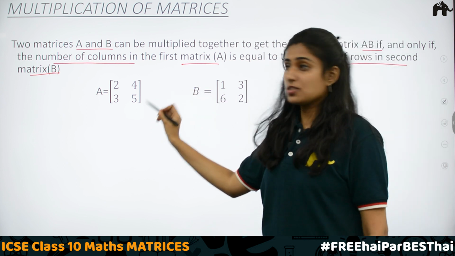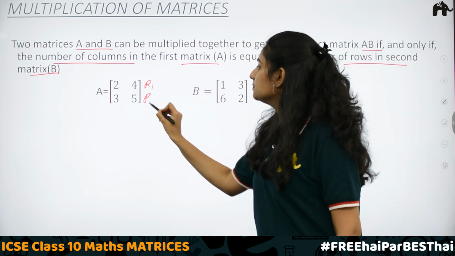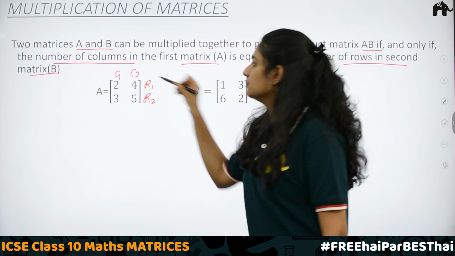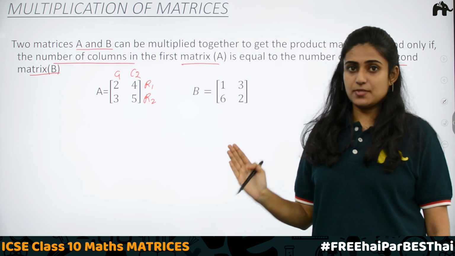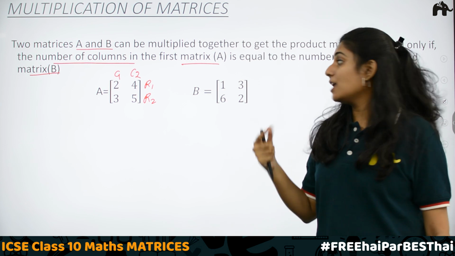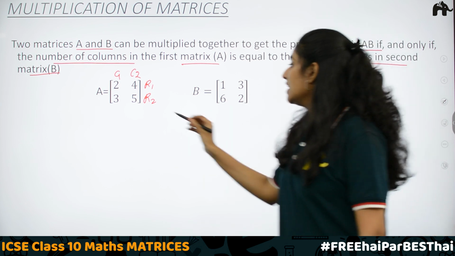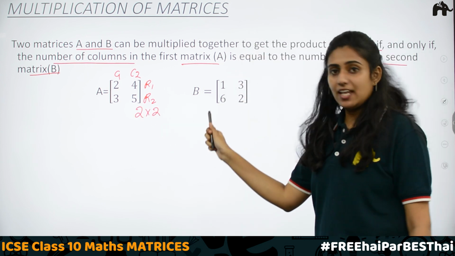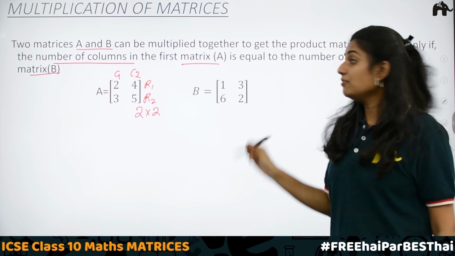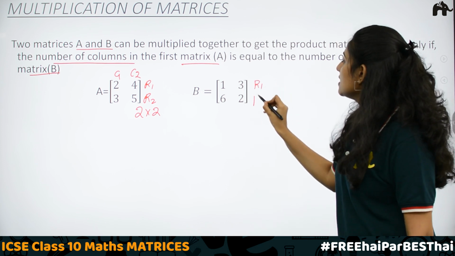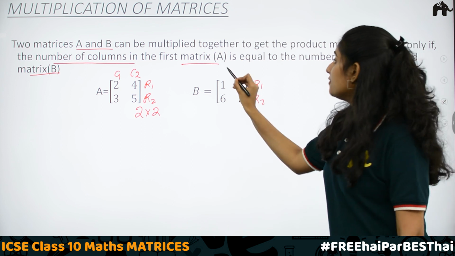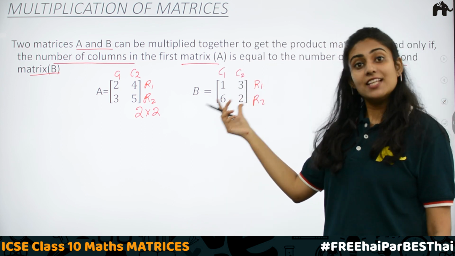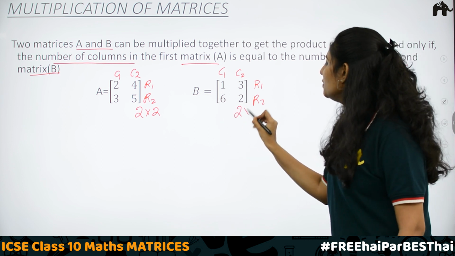Here we have two rows, R1, R2. We have two columns as well, C1, C2. Two rows, two columns. Number of rows by number of columns gives us the order of the matrix. This is a 2 by 2 matrix. Now check the second one. Here again we have two rows. First row, second row. First column, second column. We have two columns. Then what is the order of this matrix? This is again a 2 by 2 matrix.